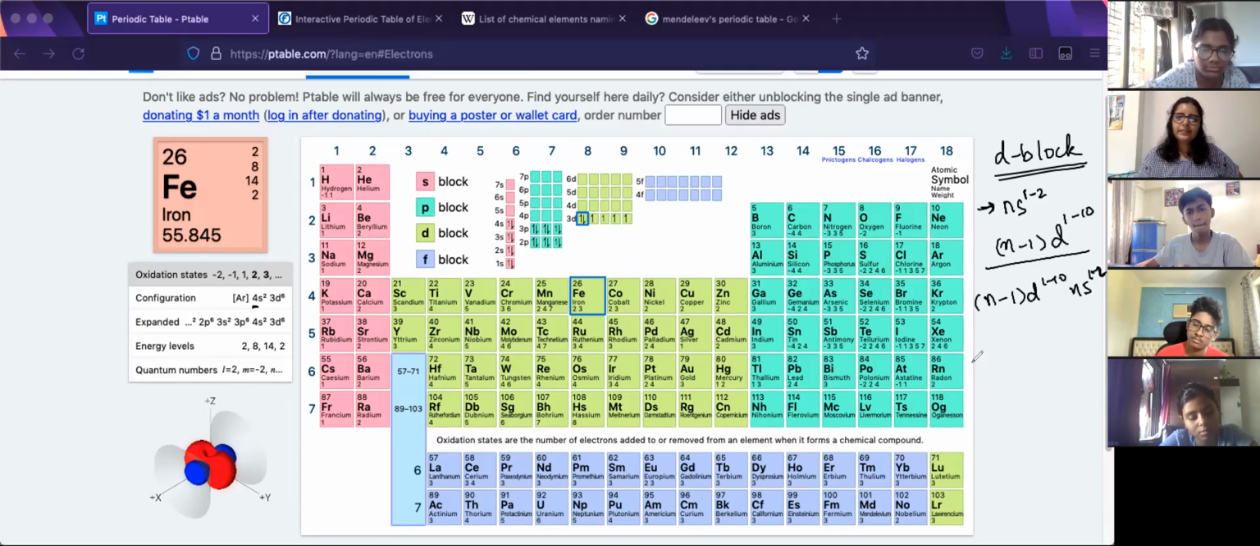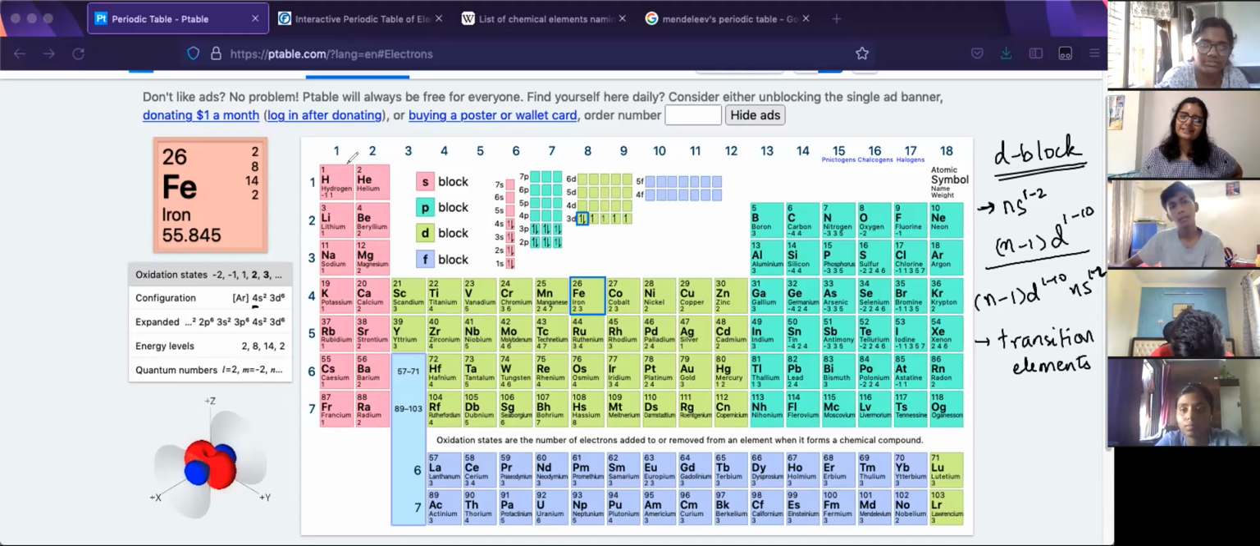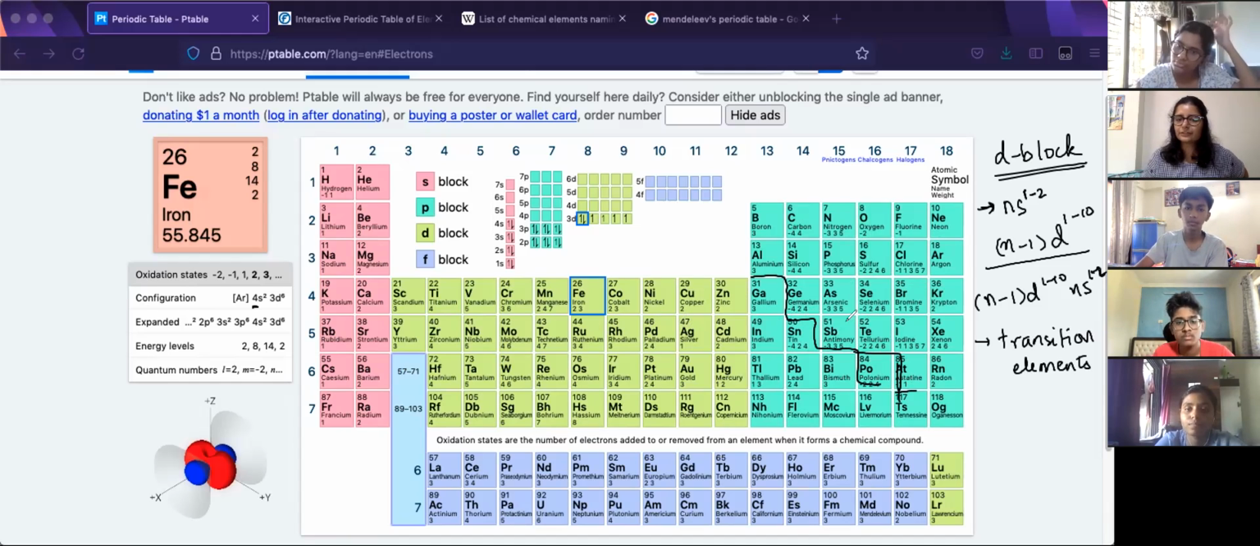Okay, so d block elements have a special name. They're called transition elements. Why do you think they're called transition elements? The table is transitioning from metal to non-metal. It's more transitioning from s to p. Not necessarily non-metal, right? Like in the p block, here you have all metals, polonium is also a metal. So it's not necessarily metal to non-metal, it's transitioning from s to p.